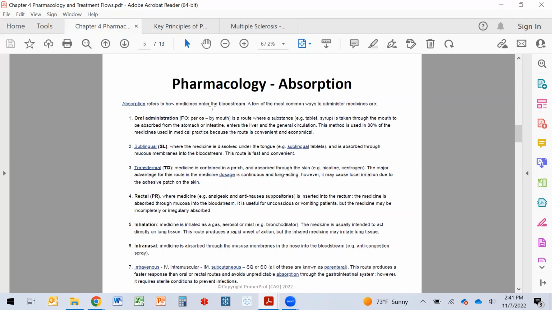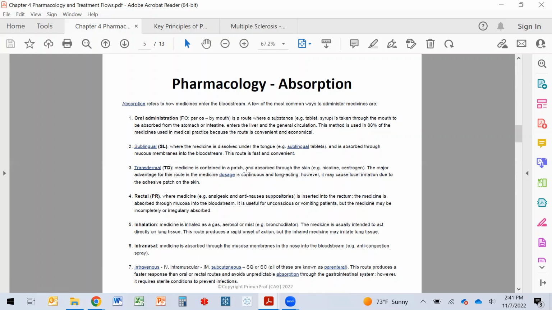For absorption, there are essentially 7 ways that a drug can get into the body. And from a commercial standpoint, it's really important to know these routes of administration, ROAs, right? So the first one is oral, which means the substance is taken up by the mouth to be absorbed by the stomach or intestine. Sublingual means the medicine is dissolved underneath the tongue.